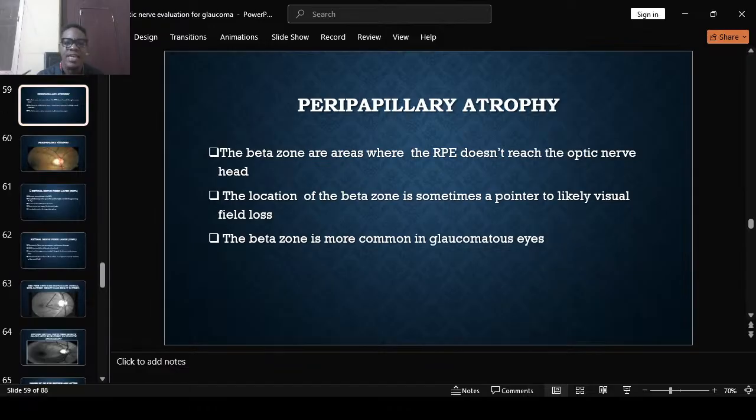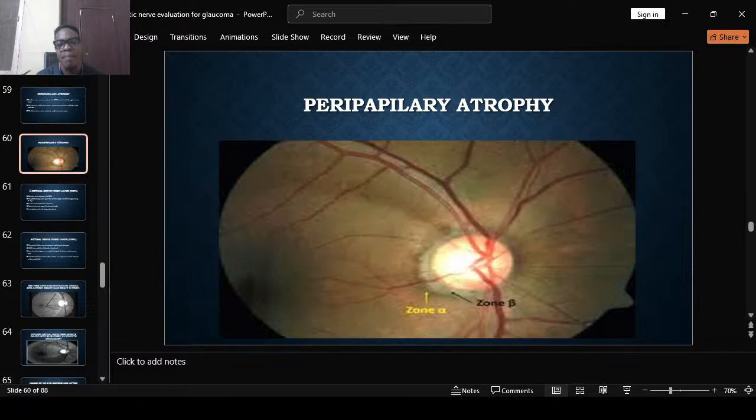On what to likely visual field loss. So wherever we see this beta zone, it tells us likely there is a visual field loss in that area. I can also see it in patients who do not have glaucoma, but the beta zone is more specific for glaucomatous eye. This is the peripapillary atrophy, and this is the alpha zone, while the inner segment is the beta zone.